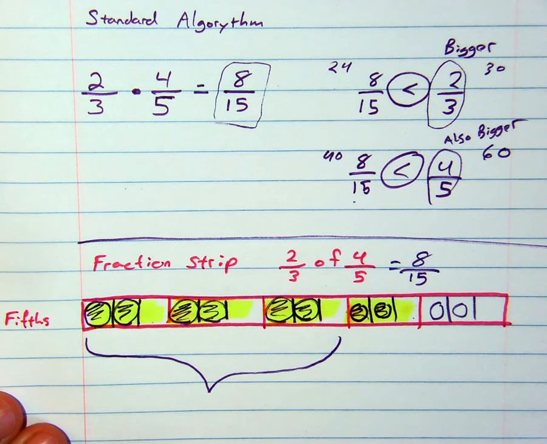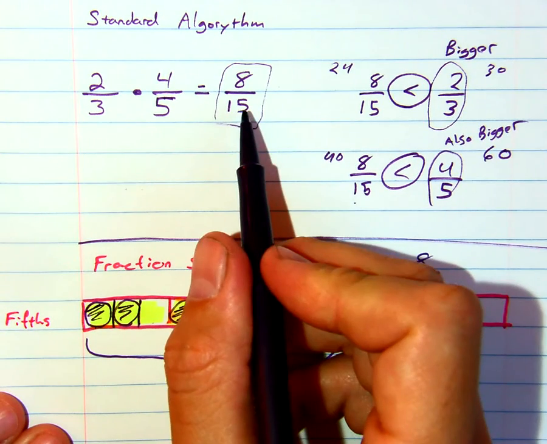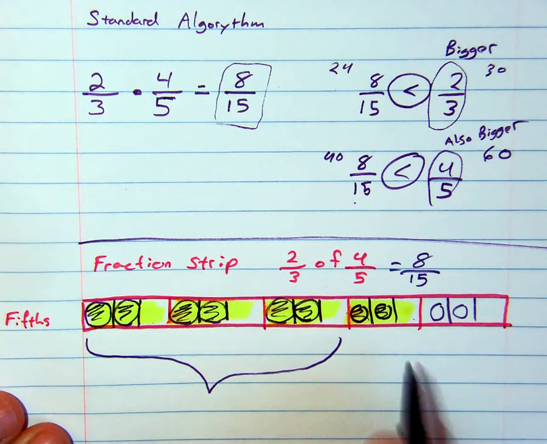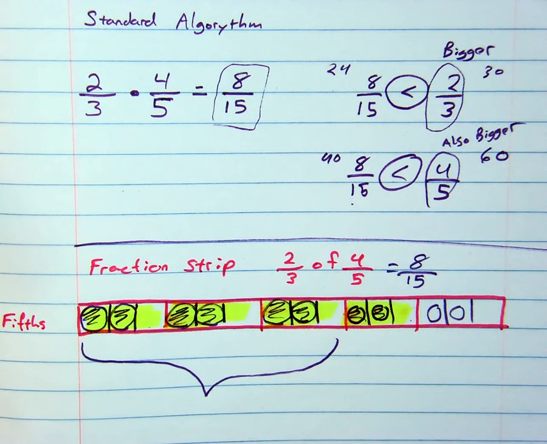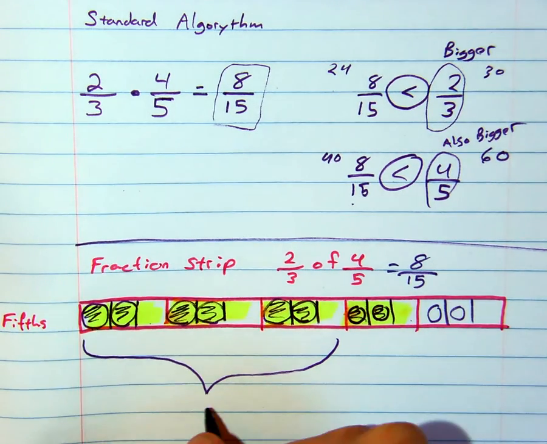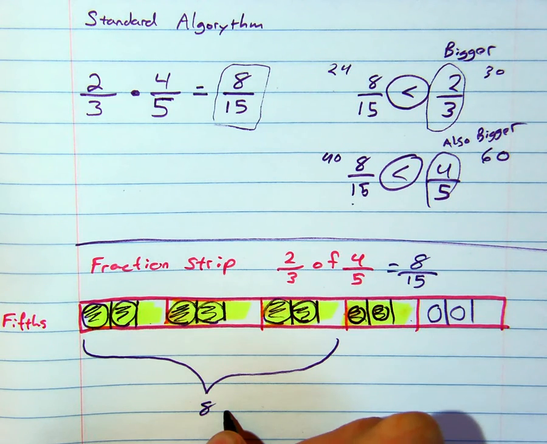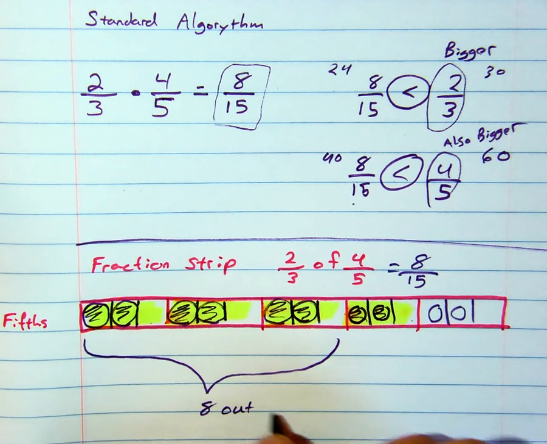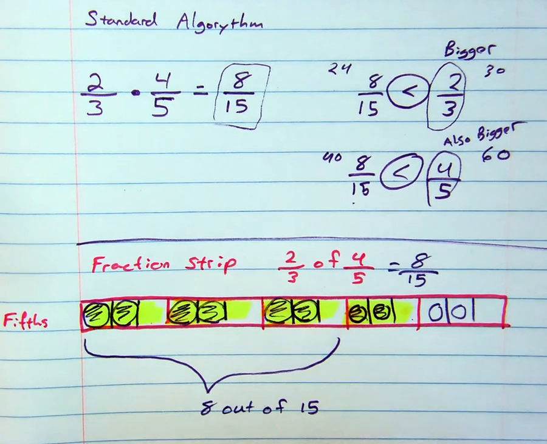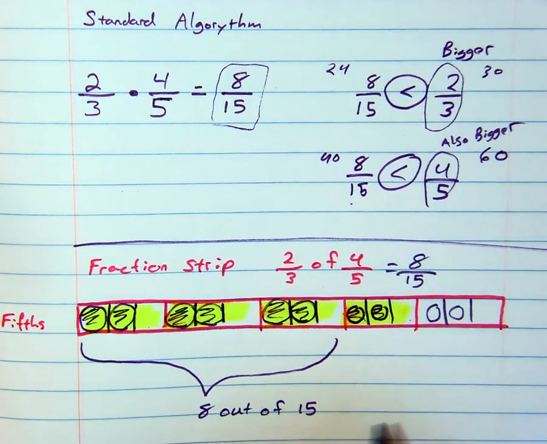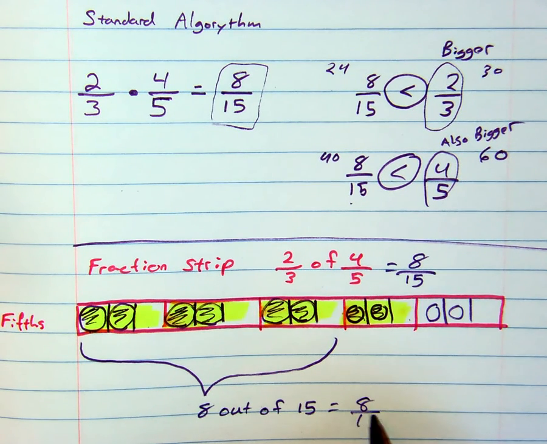So this is our fraction strip model. We know the answer from the standard algorithm. We can visualize it using this fraction strip model. It's a little confusing. So we're getting 8 out of 15 shaded. 8 out of 15 is 8/15. All right. On to a third model.